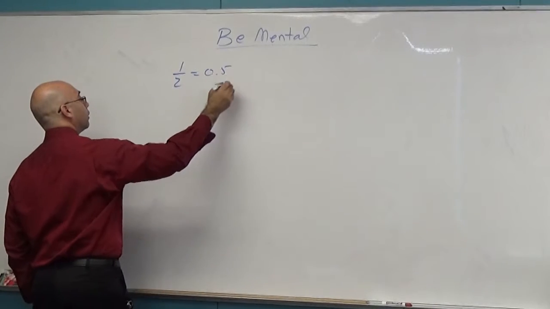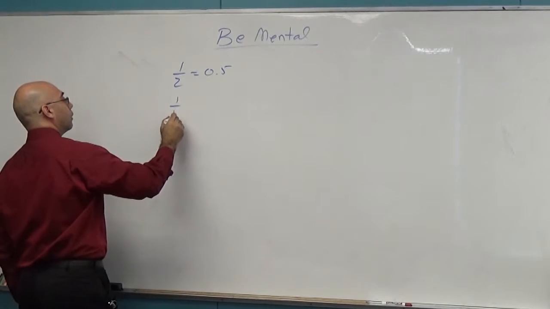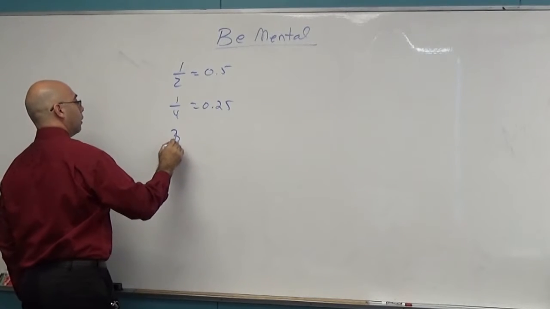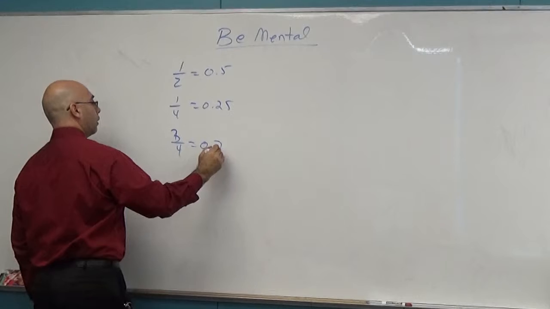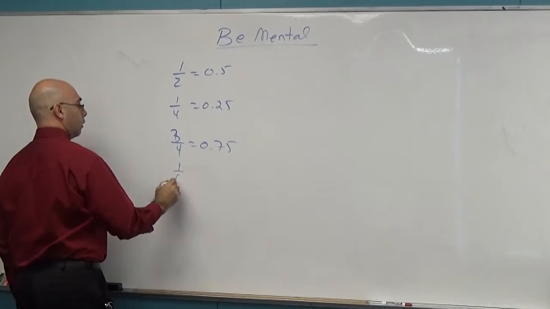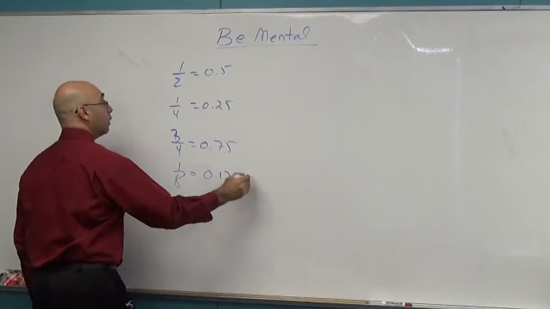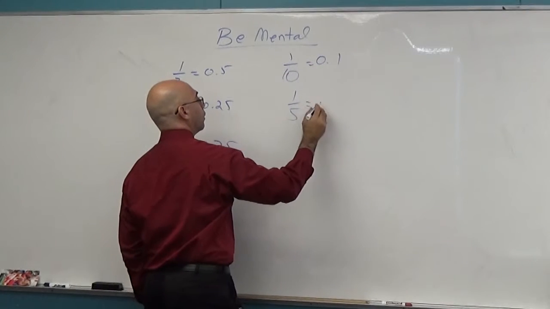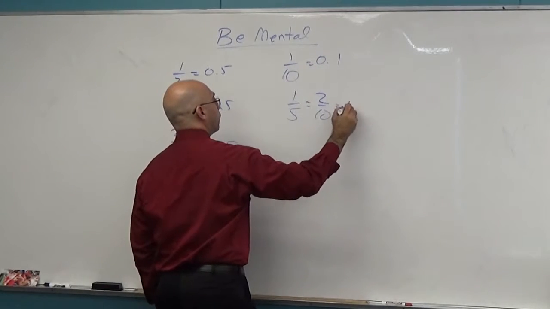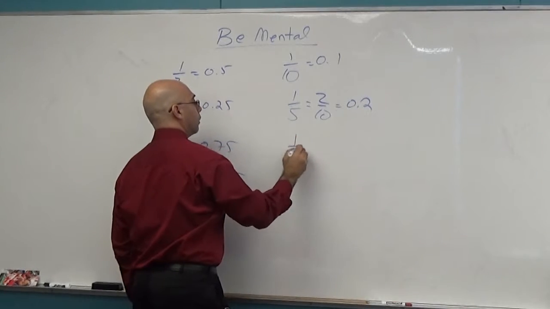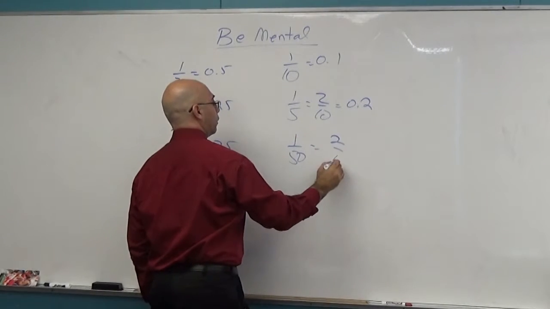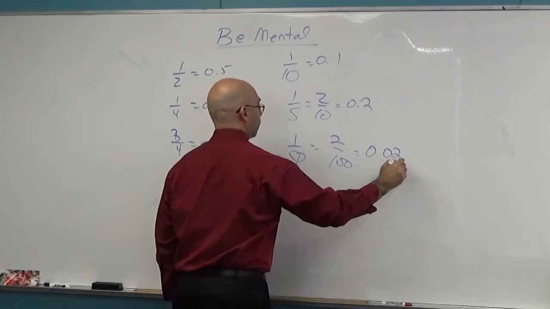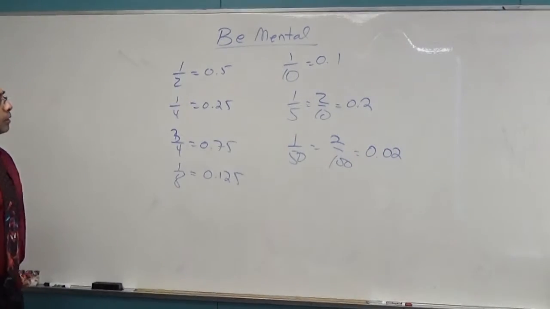1/2 is 0.5. 1/4 is 0.25. 3/4 is 0.75. 1/8 is 0.125. 1/10 is 0.1. 1/5 equals 2/10 equals 0.2. 1/50 equals 2/100 equals 0.02. All right, let's stop there for a second.